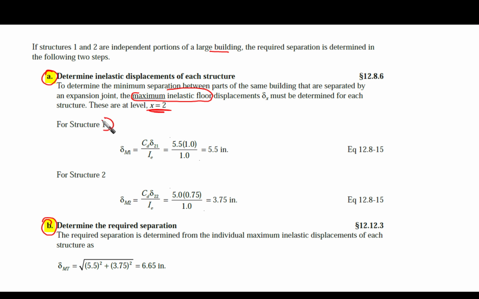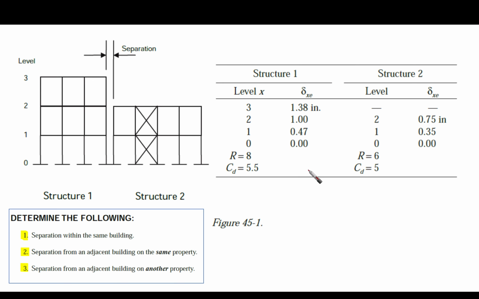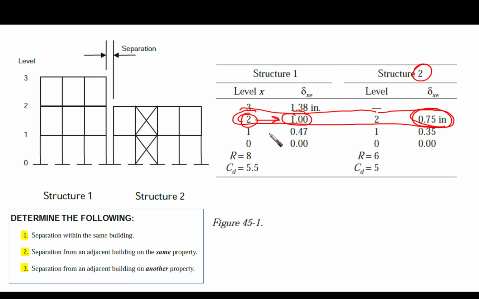So for structure 1 and structure 2, if we go back, we're going to find at level 2 the maximum here, because really this is the maximum for structure 2, and this is not the maximum for structure 1. It is one of the values, but it is the value corresponding to structure 2. So we are expecting these to be the 2 displacements to be used.